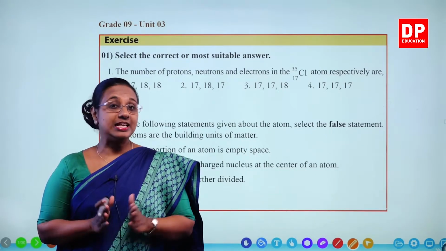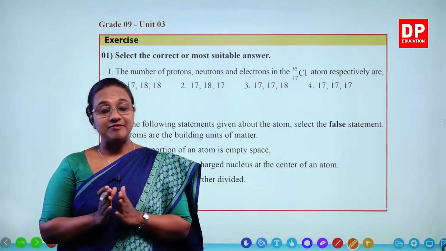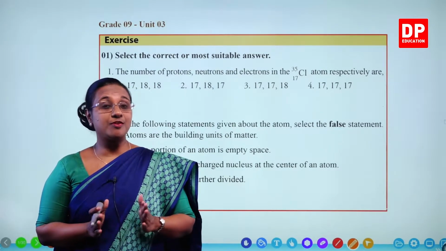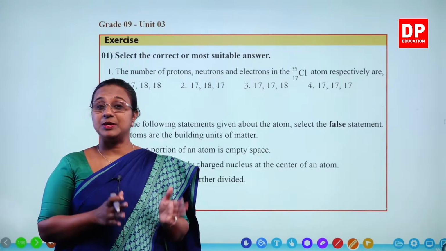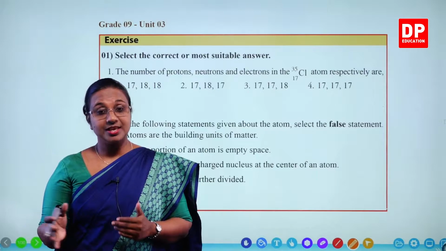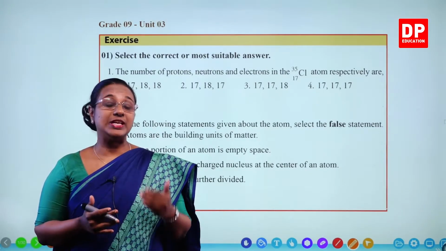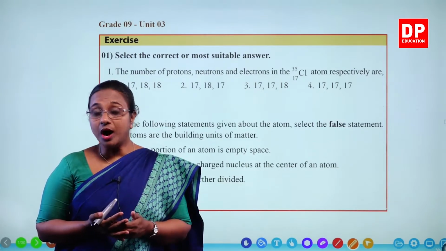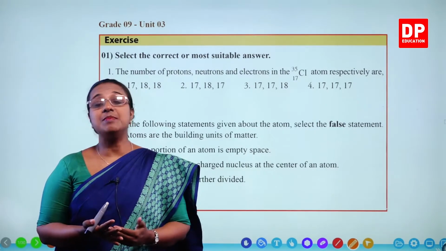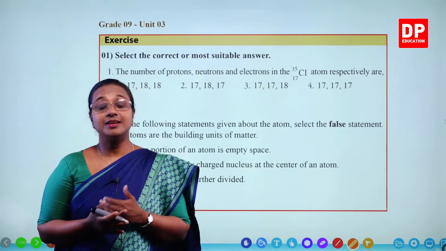So in the third lesson of your science textbook, we have discussed the nature and properties of matter. We discussed how we can classify matter as pure substances and mixtures. Then under pure substances, we discussed elements and compounds, as well as how to write symbols for elements as well as compounds.